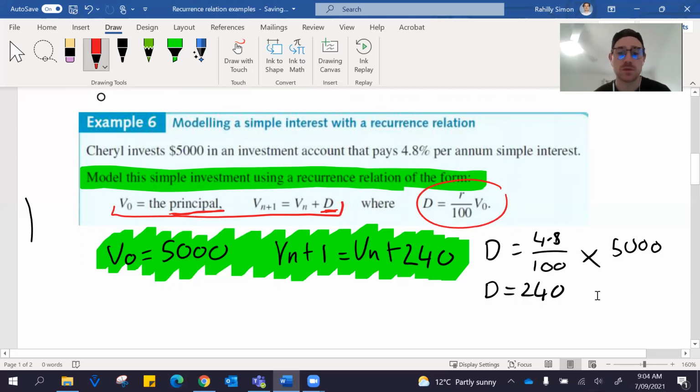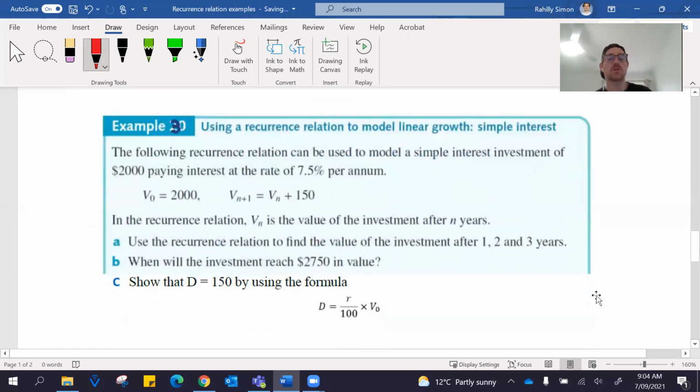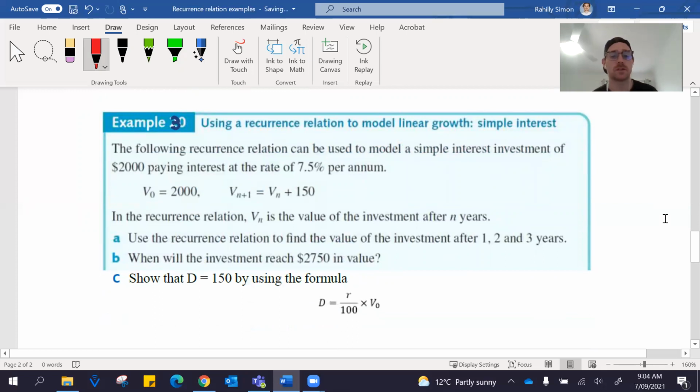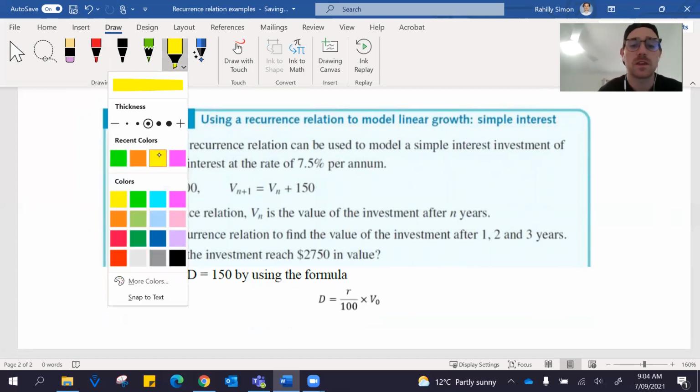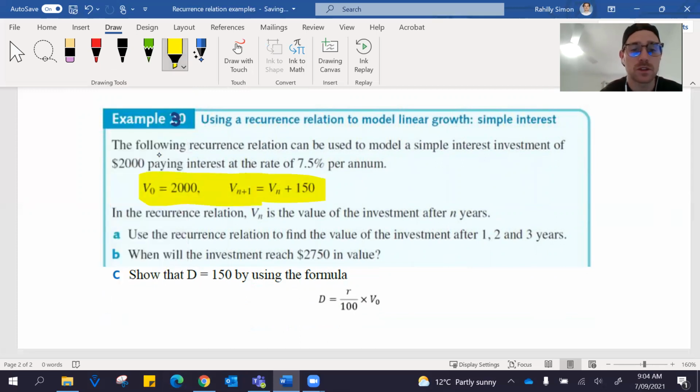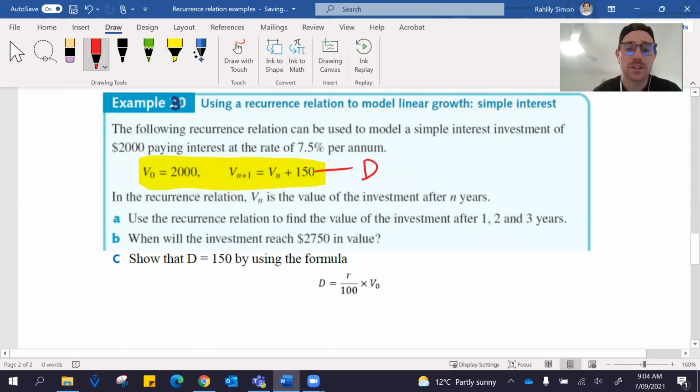Okay, another example is this one here. The following recurrence relation can be used to model a simple interest investment of $2,000 paying interest at the rate of 7.5% per annum. And you can see here, they've actually already put it into the recurrence relation. So as we can see, your V0 is your principal, and then you've got Vn+1 equals Vn plus 150. So obviously that 150 is our D. So that's how much we're getting every year. So that's the pattern that's going on year after year. So use the recurrence relation to find the value of the investment after 1, 2, and 3 years.